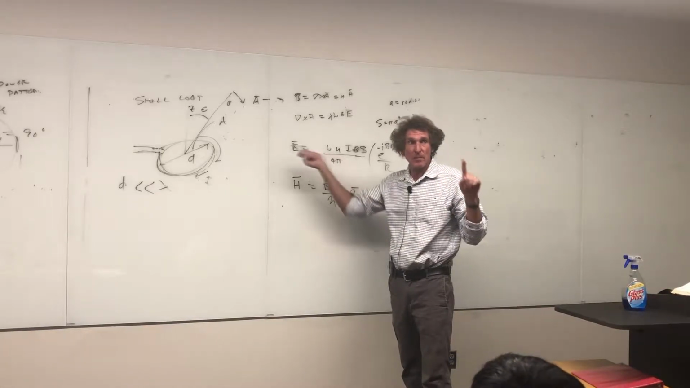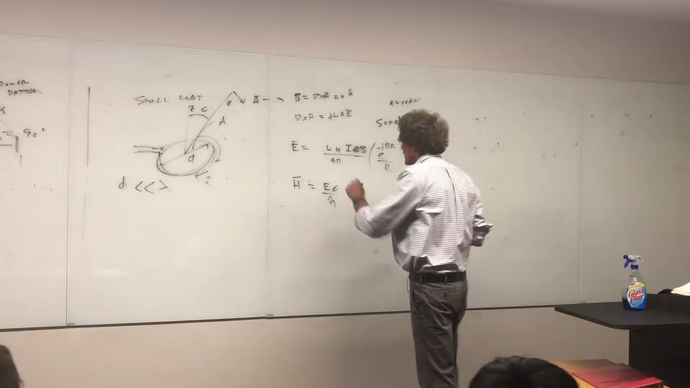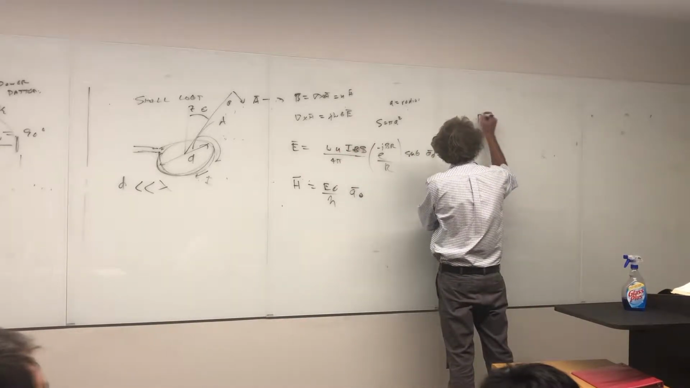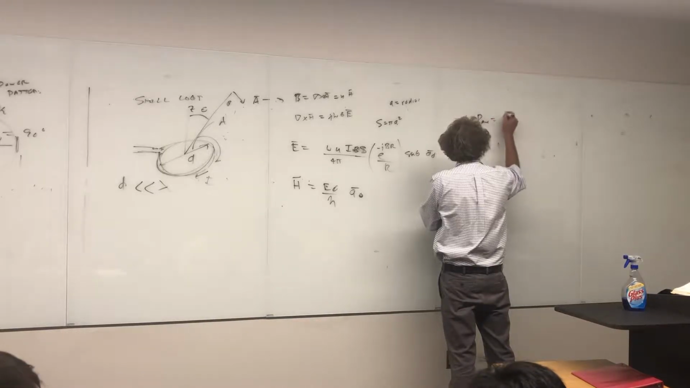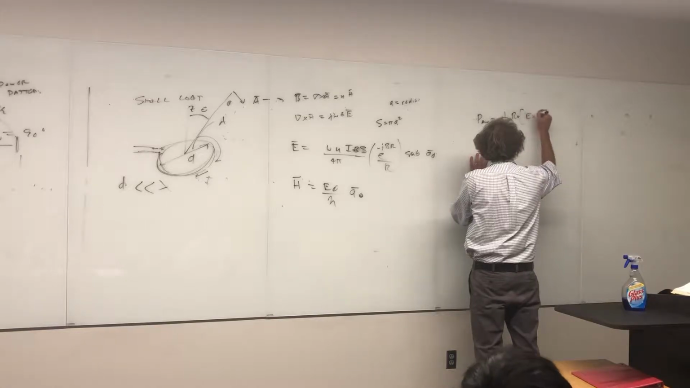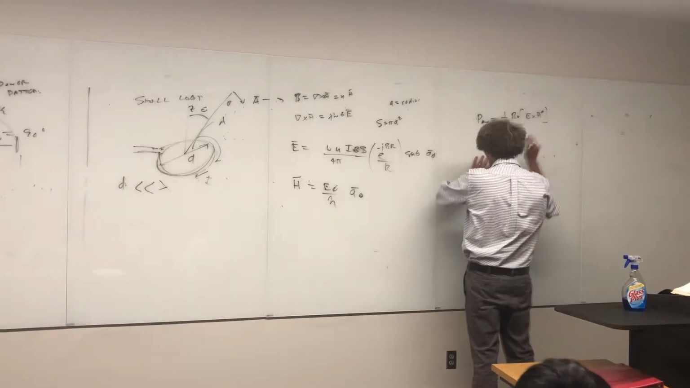Here's what you need to know about this. When I have these two things, and I talk about the power density, P-Av, I know it's 1/2, right? The real part of E cross H conjugated. Everybody know that, right?